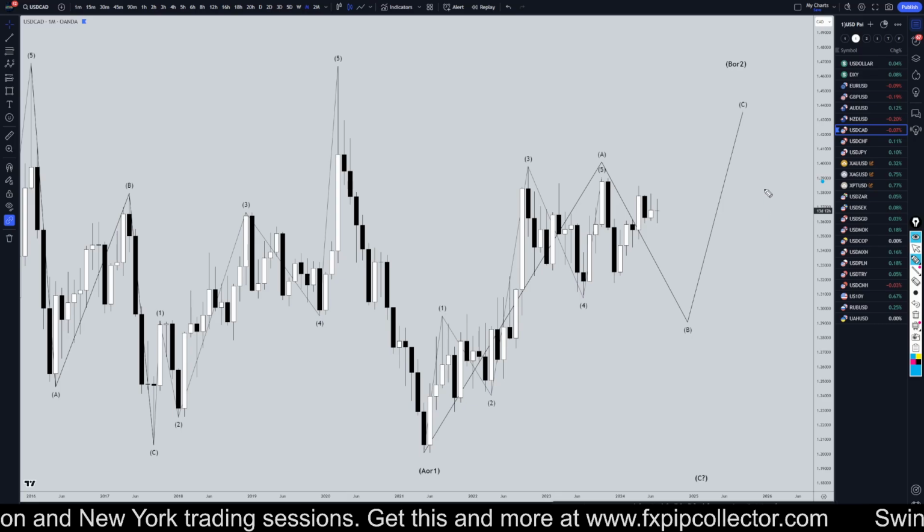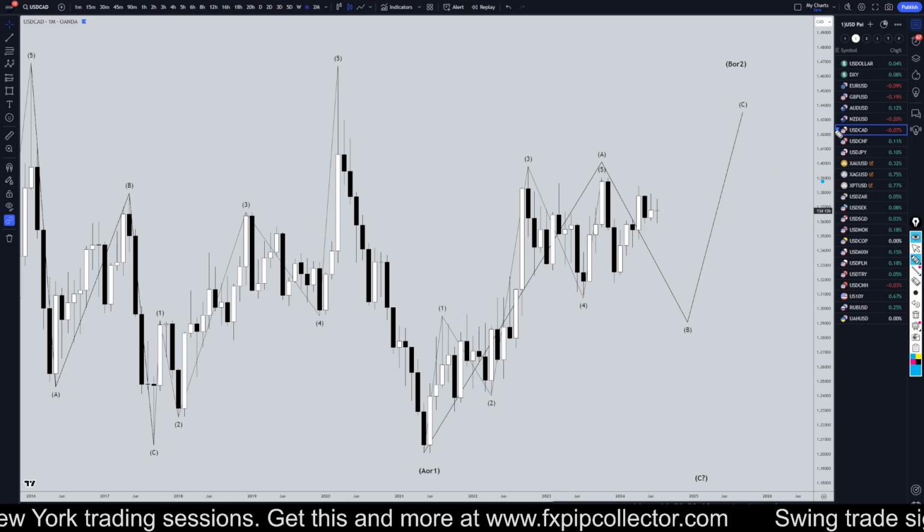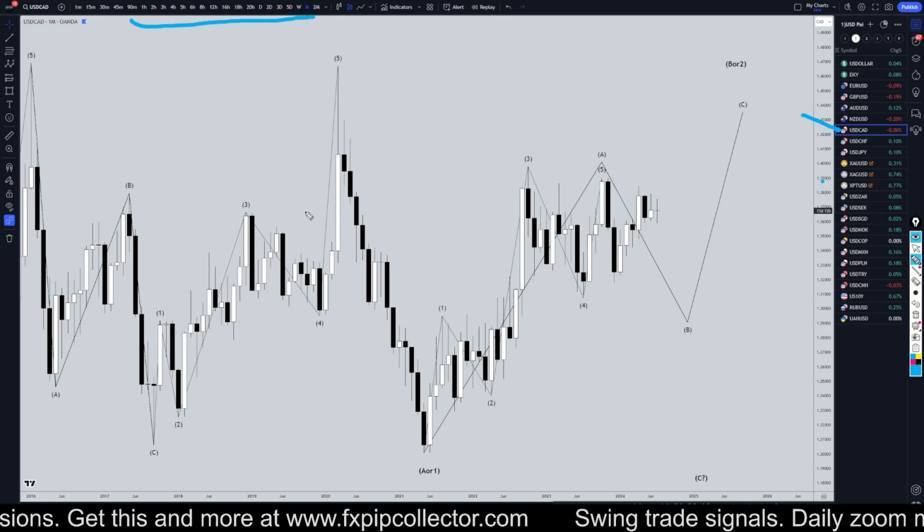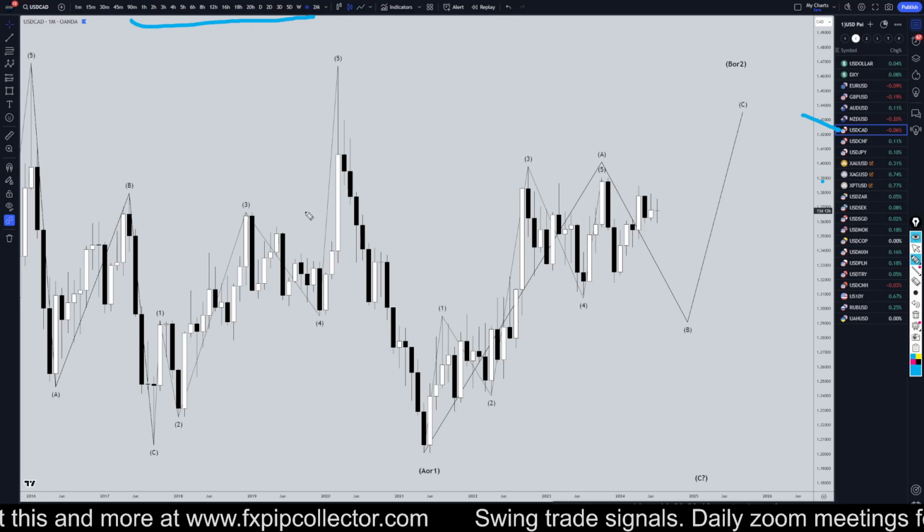Today is Thursday, July 18th, and I'm going to be analyzing the US dollar Canadian, starting on the monthly, working my way down to the 1 hour time frame for the full top down analysis.